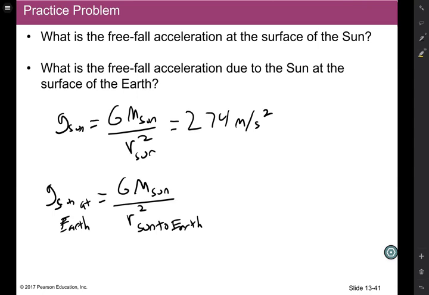The answer is yes and no. Precisely, yes, you do. However, no, because the distance between the sun and the Earth is so much bigger that you're not going to get a different answer to 2 or 3 sig figs anyway. So it doesn't really matter.